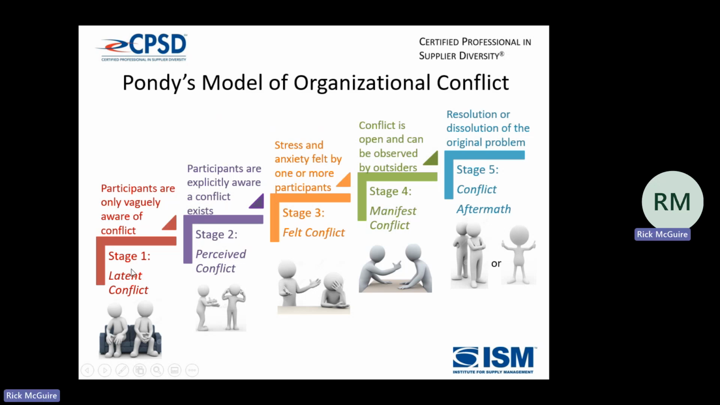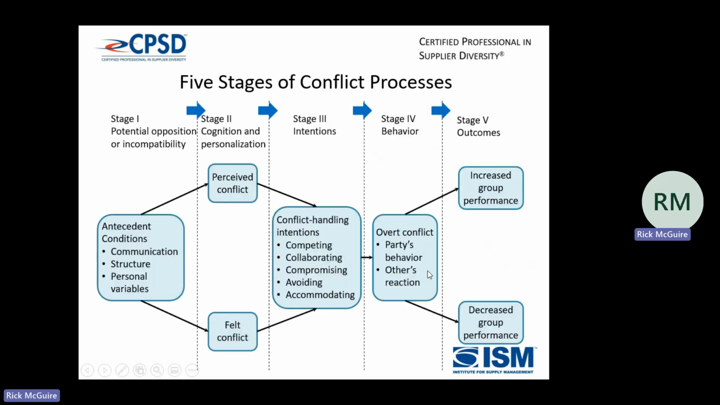Participants are only vaguely aware of conflict, that's the latent stage. Participants are explicitly aware of conflict, that's perceived conflict. They know it's there. Then it goes to felt, where you're starting to get anxiety by the participants and you're starting to get dysfunctional behaviors. And then manifest conflict, where the conflict can be observed by those outside the group. And then resolution or dissolution of the problem, the conflict aftermath. How did it end up?